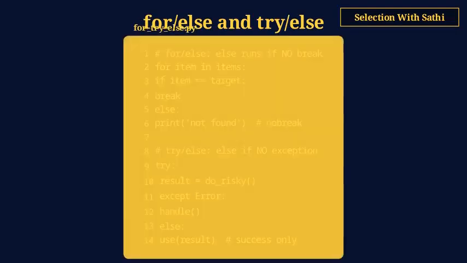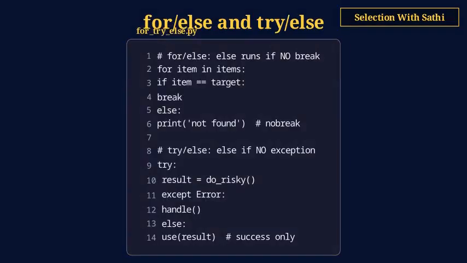Python has unusual for else and try else constructs. In for else, the else block runs only when the loop finishes without hitting a break. Think of it as a no-break clause. In try else, the else block runs only when the try block raises no exception. This lets you keep the try block minimal, only guard the risky code, and put the success path in else.